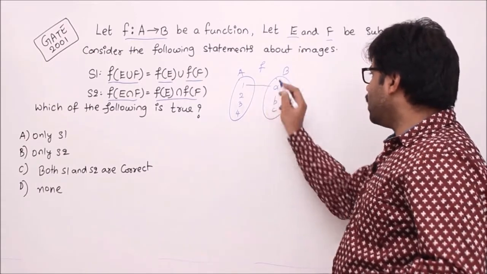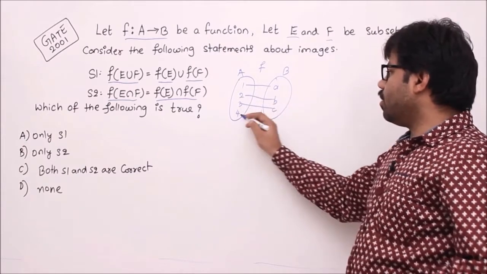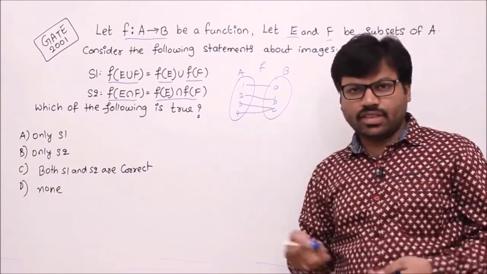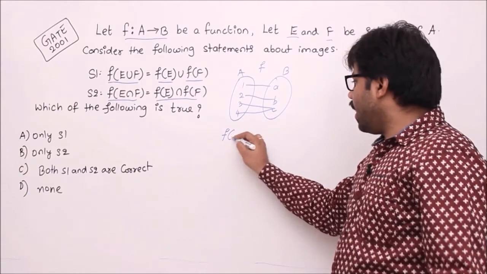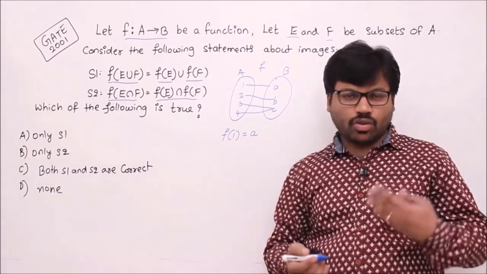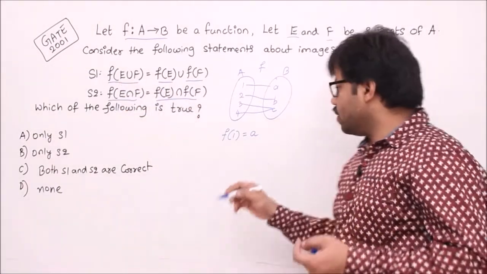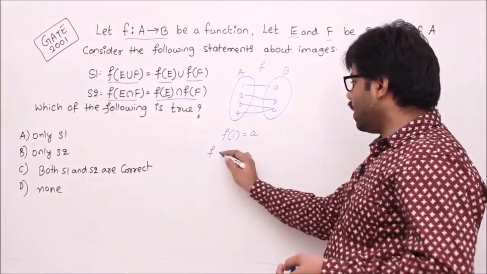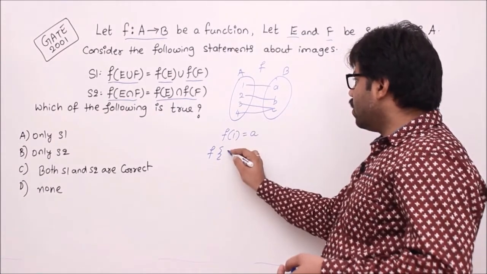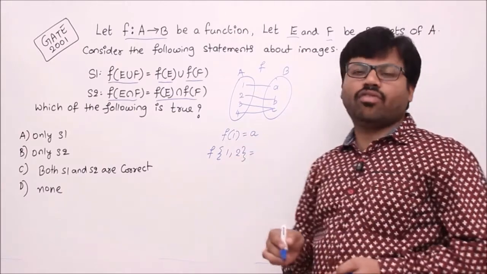We know that the image of 1 is, let's say, A, the image of 2 is B, the image of 3 is C, and the image of 4 is C. In this picture, we say f of 1 is A, isn't it? We know the image of a single element so far, but in the question they have given the image of a set. So the image of a set is defined like this. For example, the image of the set {1, 2} is nothing but the collection of all the images of 1 and 2.